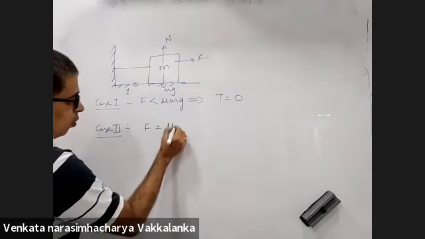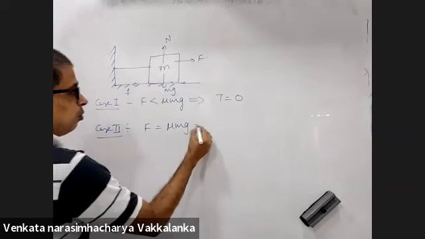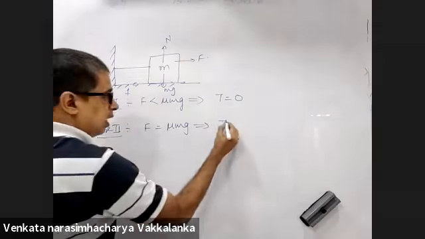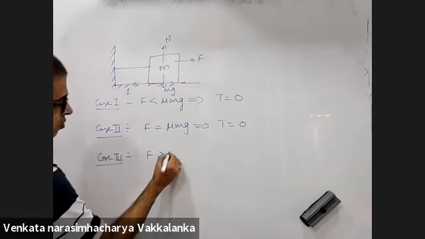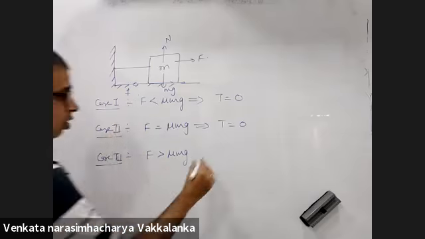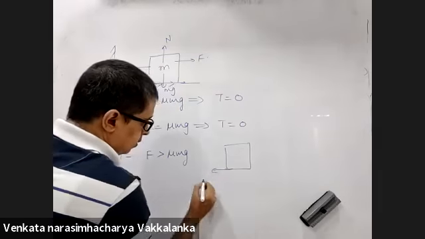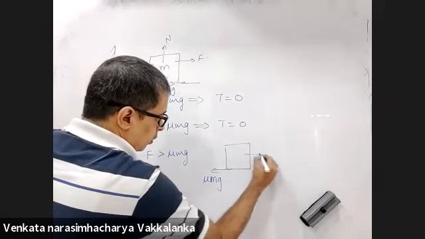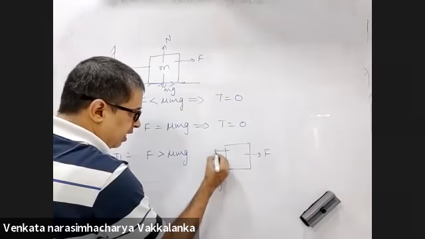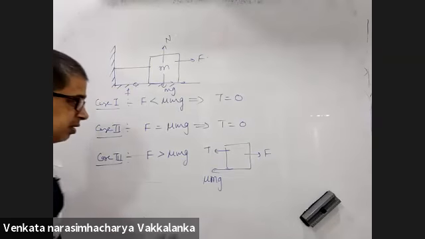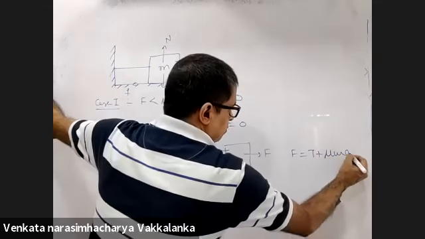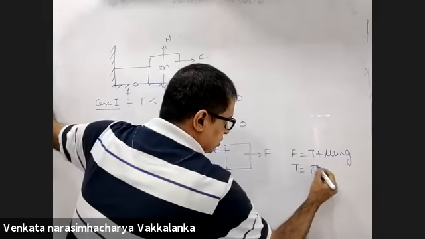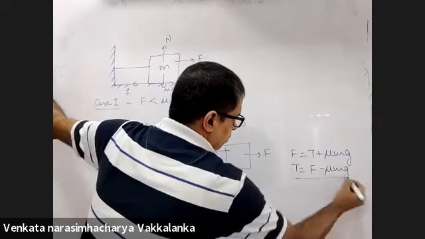If force is equal to mu mg, friction will be balancing that, even then the tension will be 0. Case 3. If force is greater than mu mg, now draw the free body diagram. This will be mu mg. You have a tendency to move this to the right. Now tension will come into the picture, right? Your equation will become F is T plus mu mg. So T, if you are asked, it is F minus mu mg.